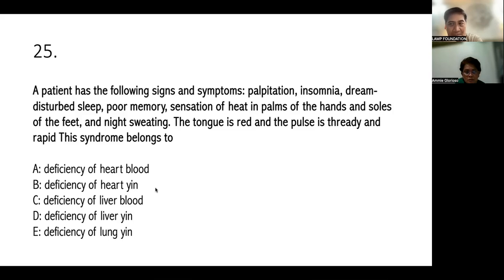Okay, number 25. A patient has following signs and symptoms: palpitation, insomnia, dream disturbed sleep, poor memory, sensation of heat in palms of the hands and soles of the feet, and night sweating. The tongue is red and the pulse is steady and rapid. These symptoms belong to, okay, your answer. Letter B, deficiency of heart yin.